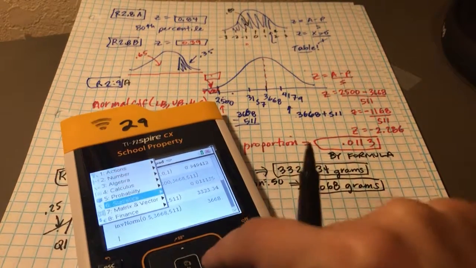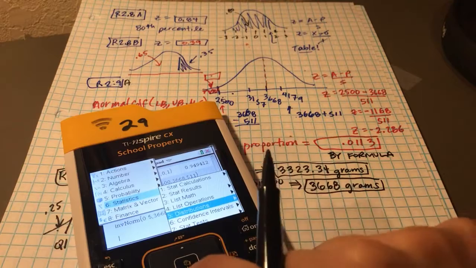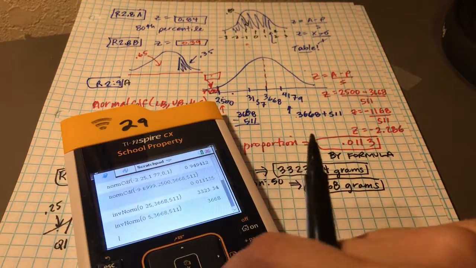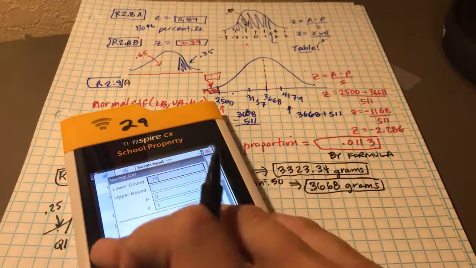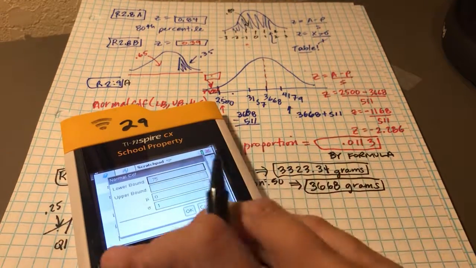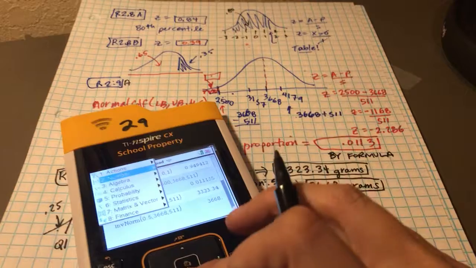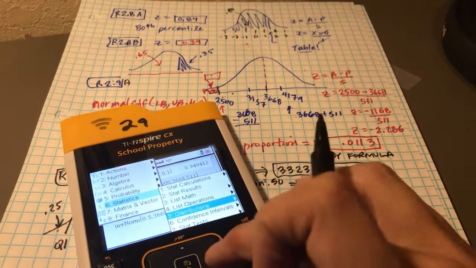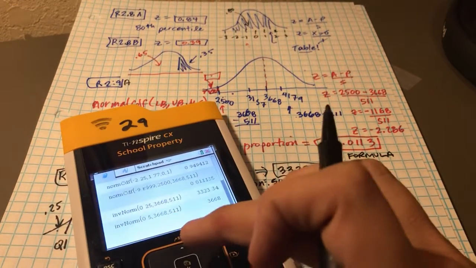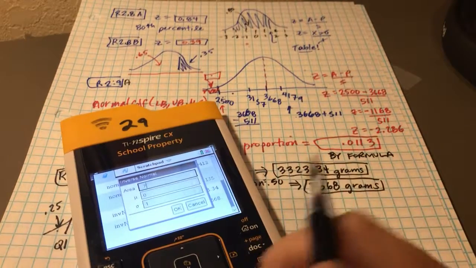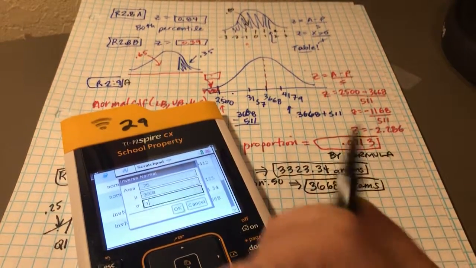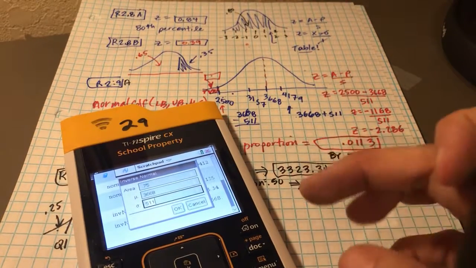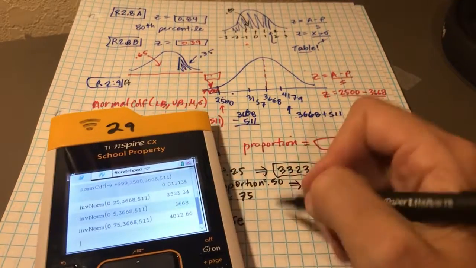Interesting. Now we go to stats, distribution, inverse normal. Now we want the area 0.75. Ooh, I accidentally hit the wrong button there, so let's go back. Inverse normal. Okay, 0.75, 3668, and 511. Enter. Enter. There we go.